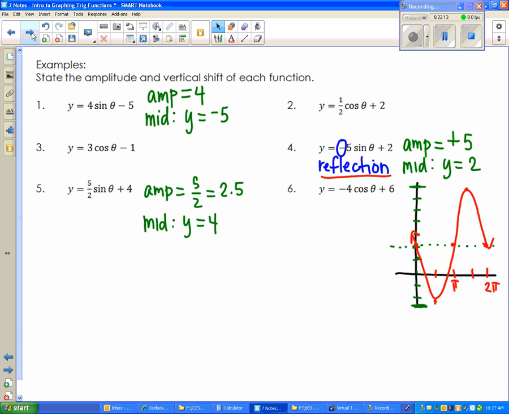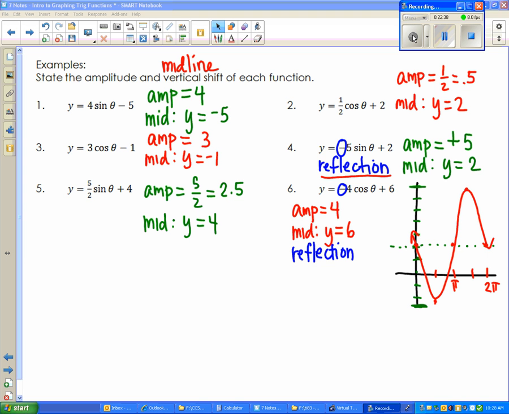So if you take a look at the examples, what I'd like you to do is press pause and then identify the amplitude and the vertical shift, or in this case the midline. So the vertical shift is the same thing as your midline. And then also state whether or not the graph would be reflected. So please press pause and go ahead and do those 3 problems.